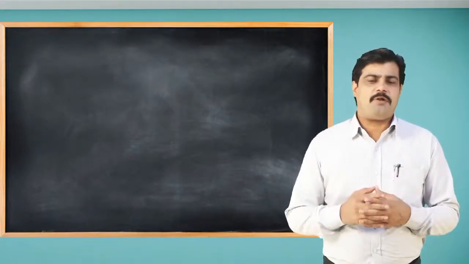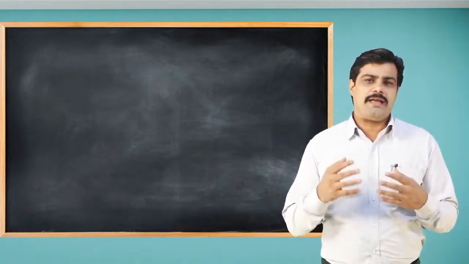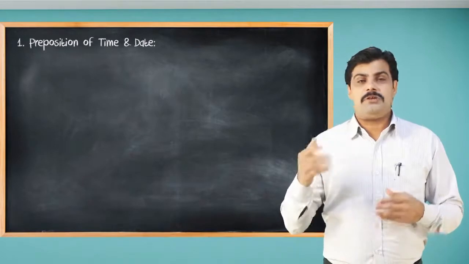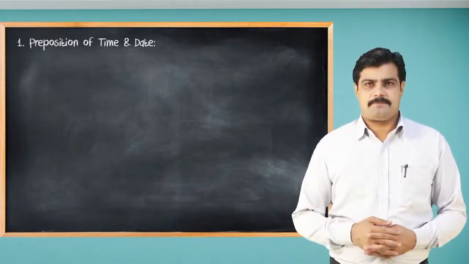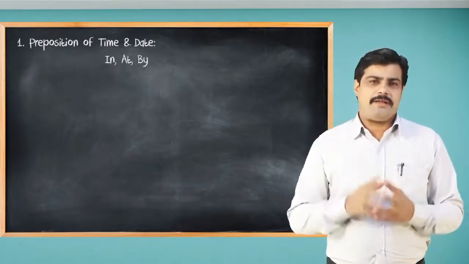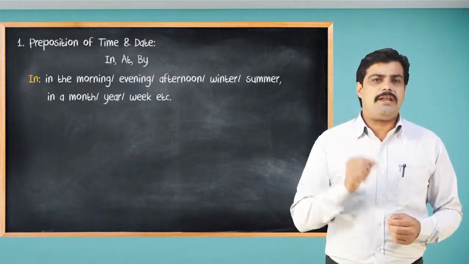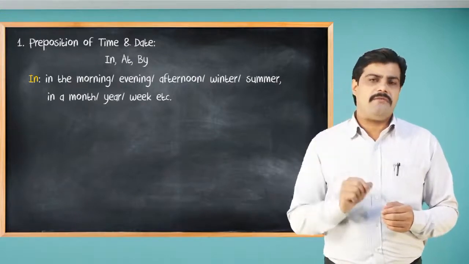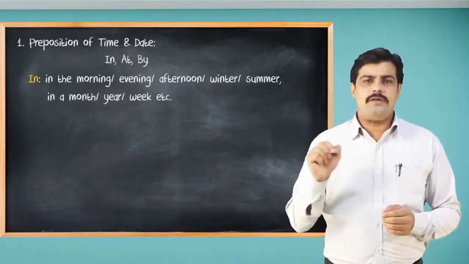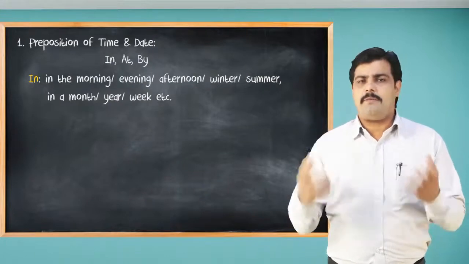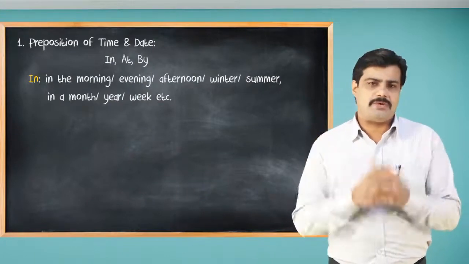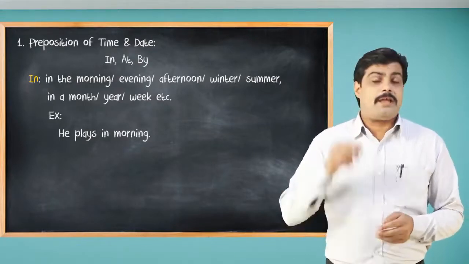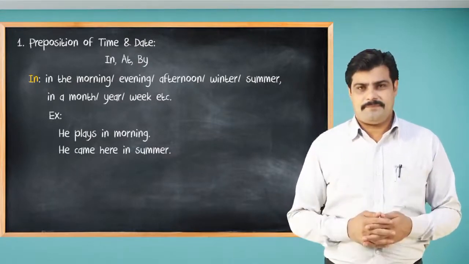Let's see some frequently used prepositions and their uses. 1. Prepositions of time and date: in, at, and by. The preposition in is used in expressions like in the morning, in the evening, in the afternoon, in winter, in summer, in a month, year, week, etc. For example, he plays in the morning. He came here in summer.